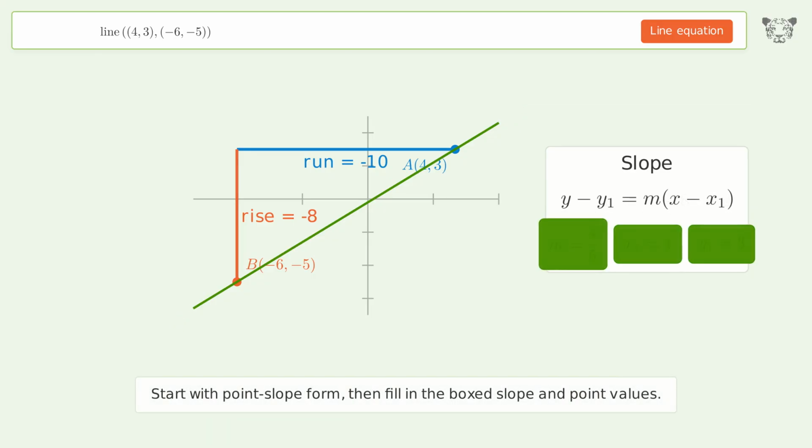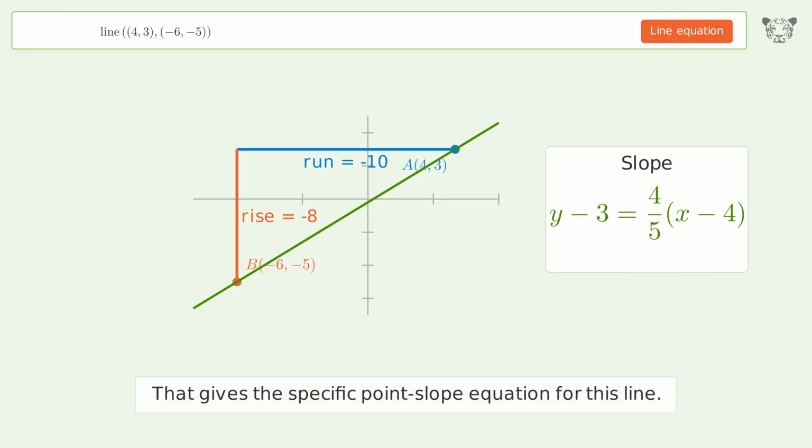Start with point slope form, y minus y1 equals m times x minus x1. Then fill in the boxed values. Slope is 4 over 5, x1 is 4, and y1 is 3. That gives the specific point-slope equation for this line.